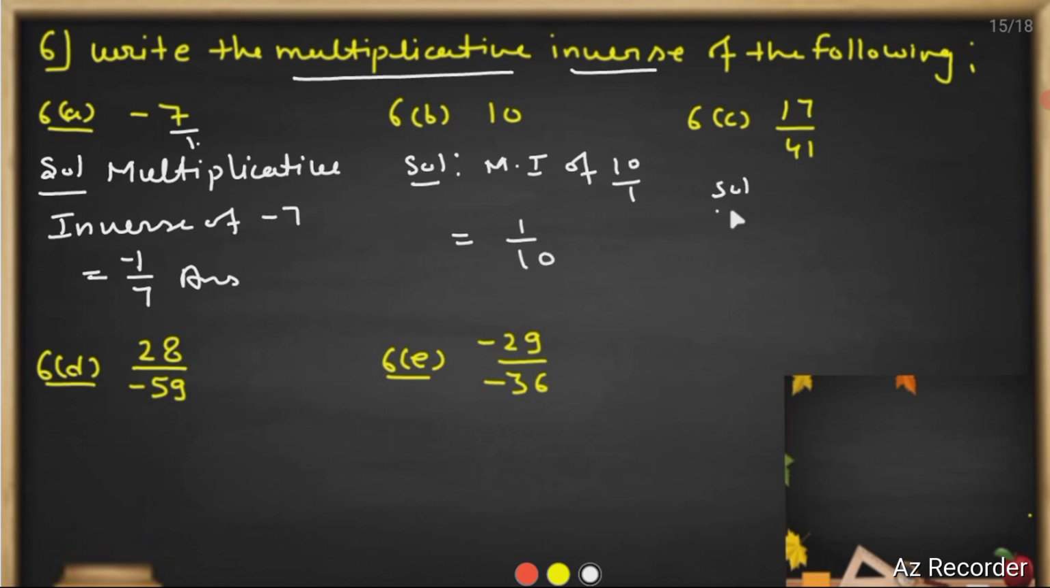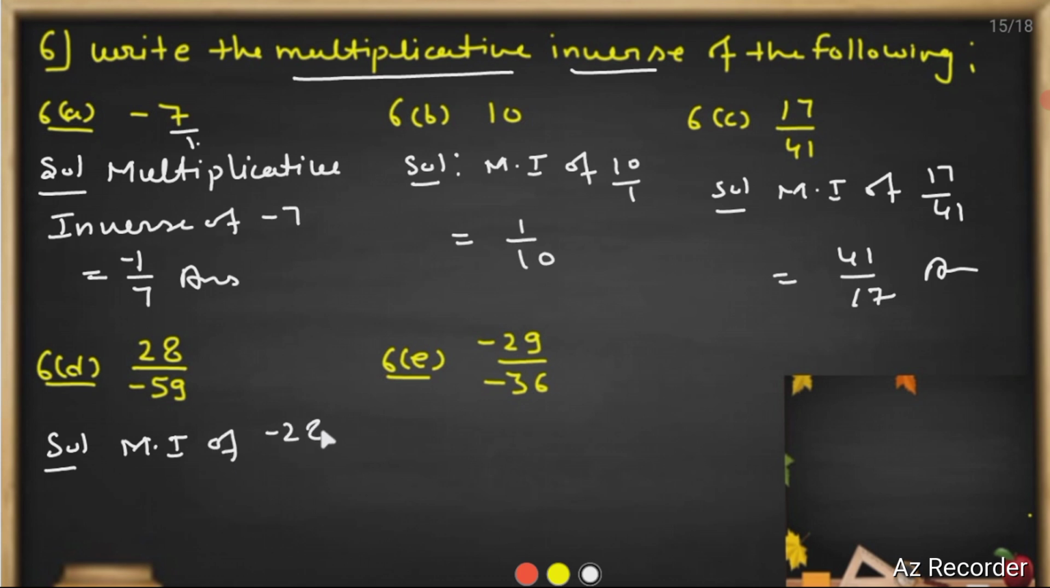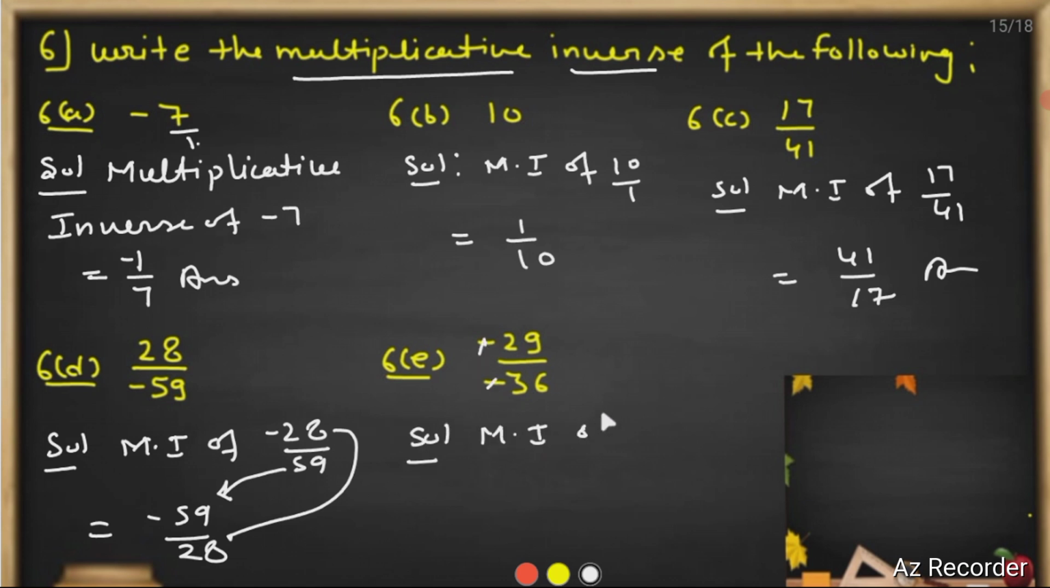Now the solution of the next question, MI of 17 upon 41. The denominator is 41 and it will become the numerator, and the numerator will become the denominator. This is the answer. Now solve this question, multiplicative inverse of negative 28 upon 59. That will be negative 59 upon 28, because the numerator will become the denominator and the denominator will become the numerator. The minus sign always stays as usual. So now again this minus sign cuts this minus sign, so we can write the multiplicative inverse of 29 upon 36. So the final answer is 36 upon 29.